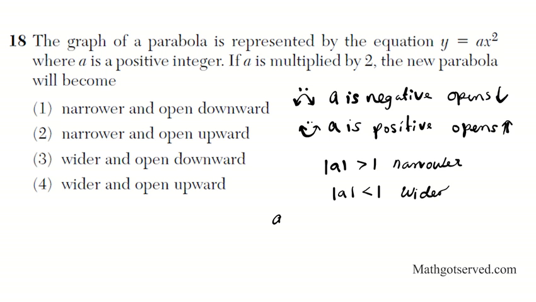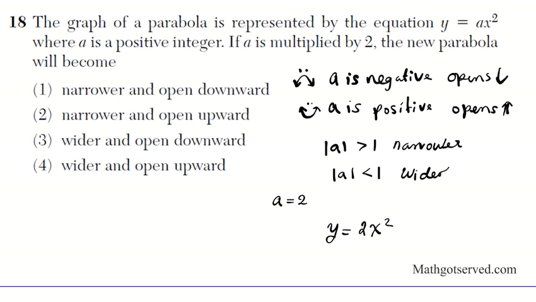So in this case, a is equal to 2. Let's plug that into the equation and see what we have. We have y is equal to 2x squared. So this is what we're looking at. What do we know about 2? 2 is positive. So since 2 is positive, that means it opens upward. So that means take out option 1 and take out option 3 because it opens upward.